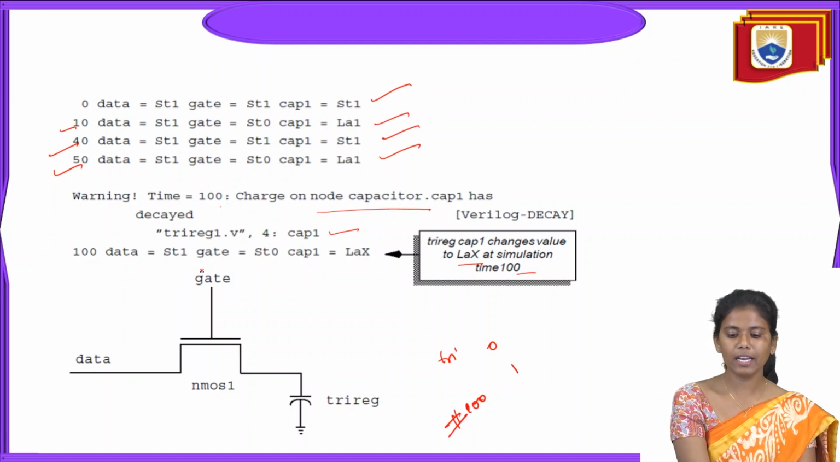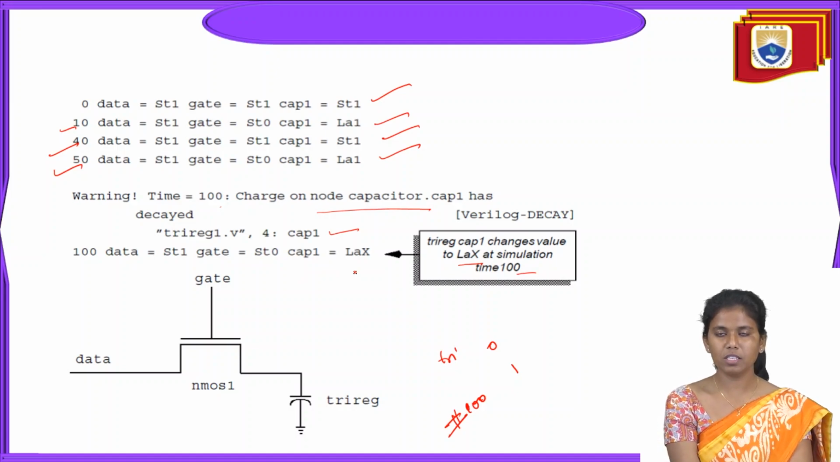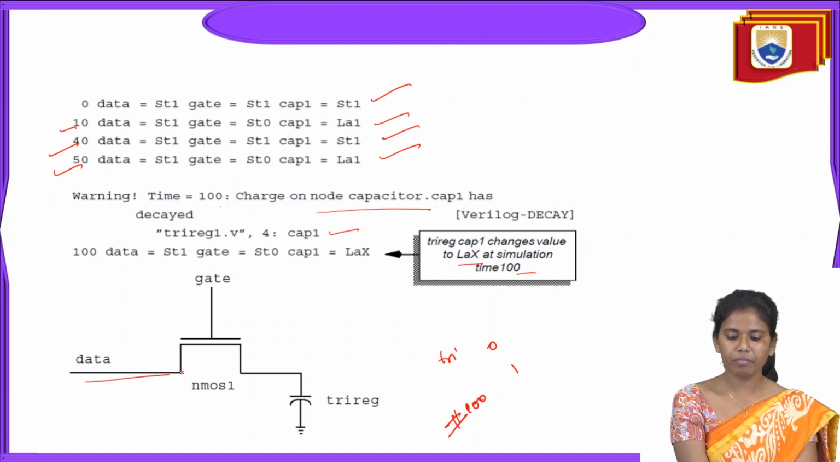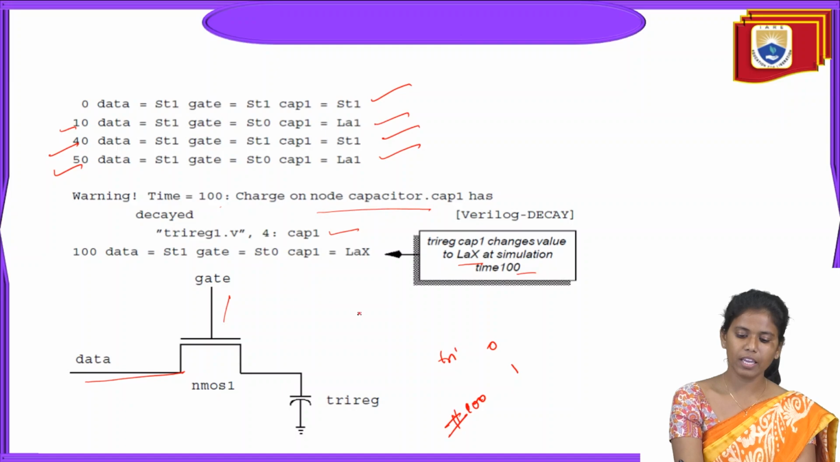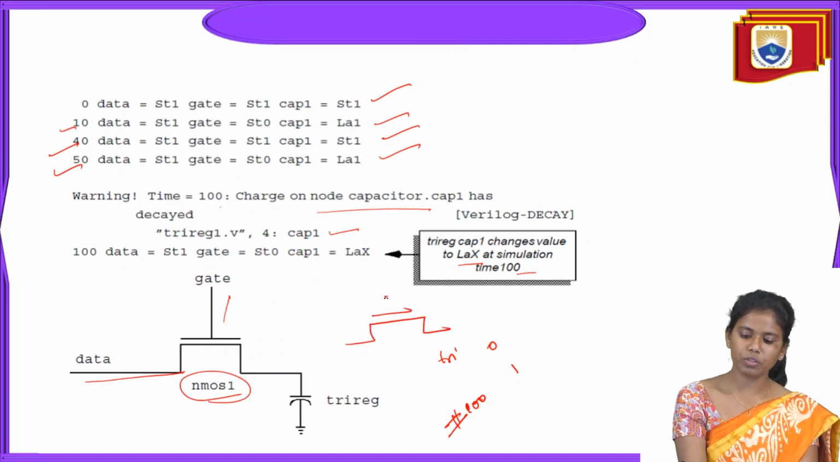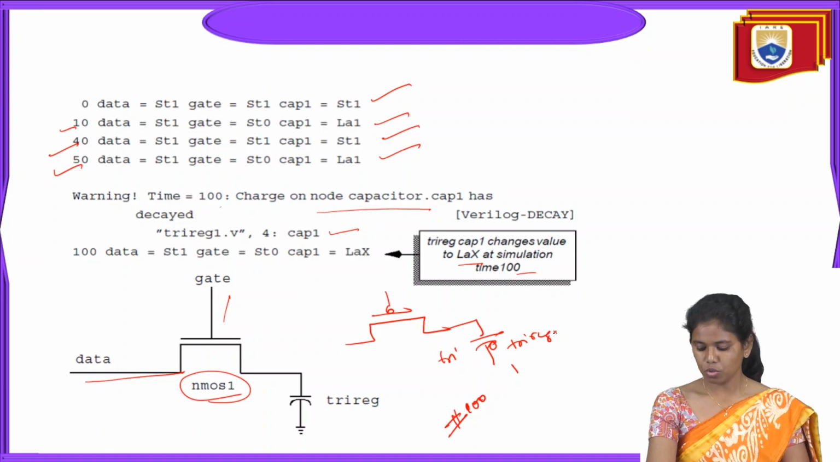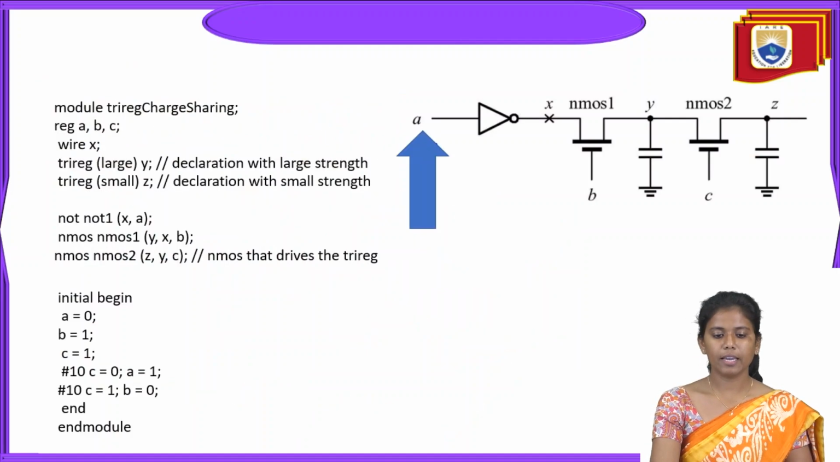And then 100 data, ST1, ST0, cap and LX. So here if you observe, this is a trireg. Trireg is a resistive switch. It's a switch, a data type switch. So we have given data. This is a gate and this is an NMOS switch. For example, you could also consider a PMOS switch. So this is what we observe by considering the trireg switch. So this is about the data type and the decay.